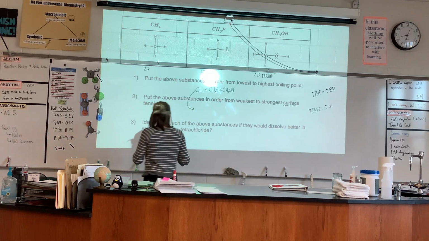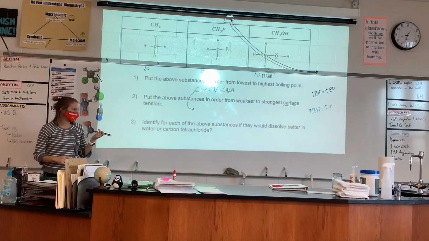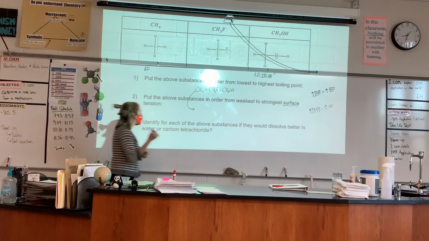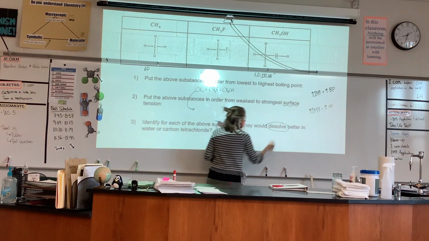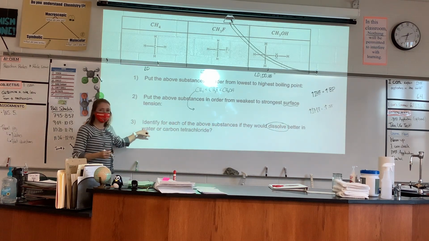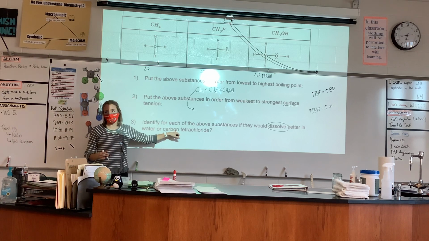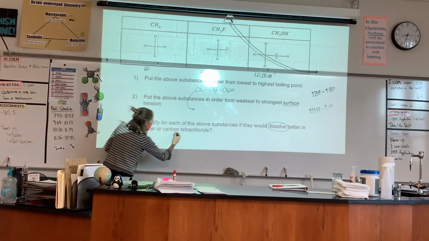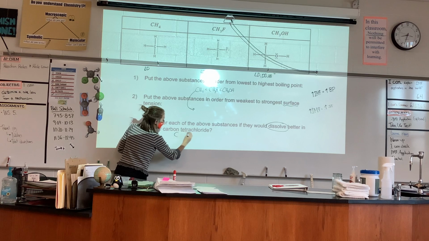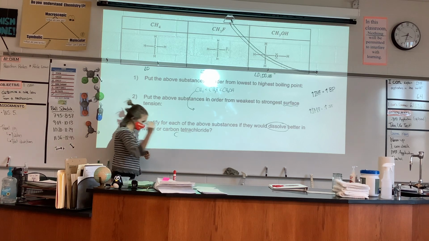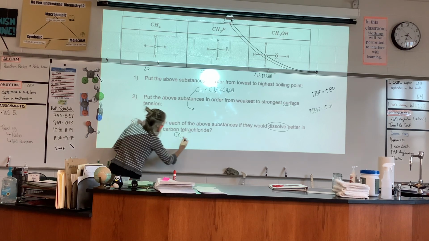This one says identify for each of the above substances if they would dissolve better. We're looking at dissolving in water or carbon tetrachloride. I'll remind you, carbon tetra. What does tetra mean again? Four. So this is CCl4.